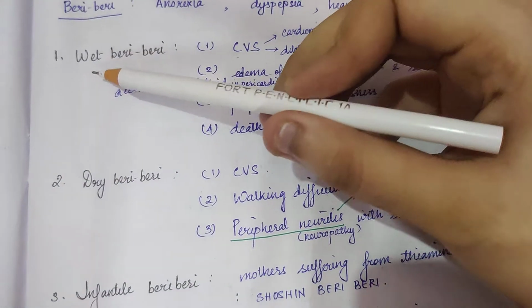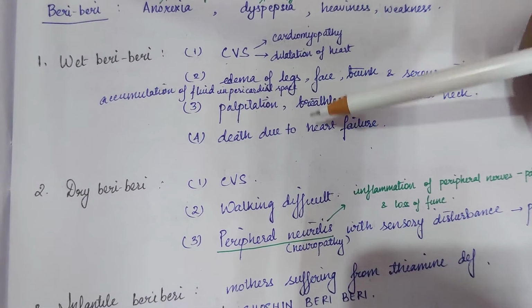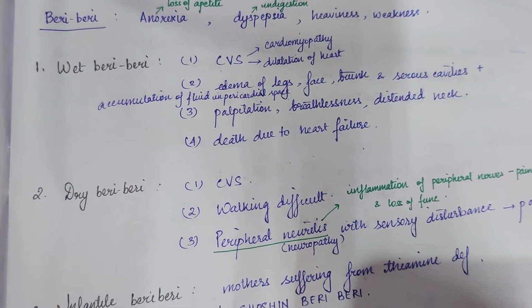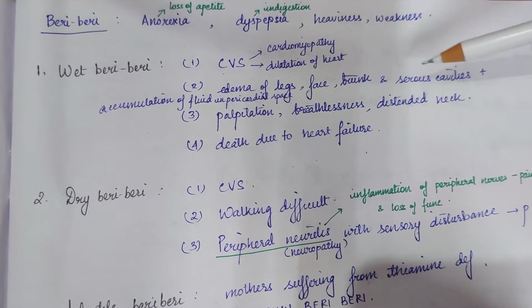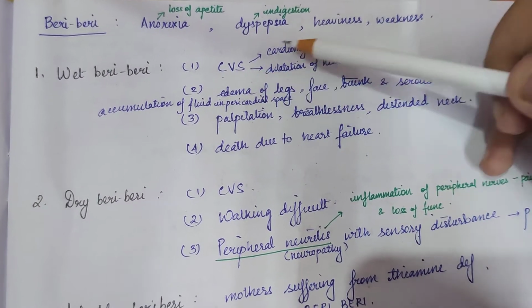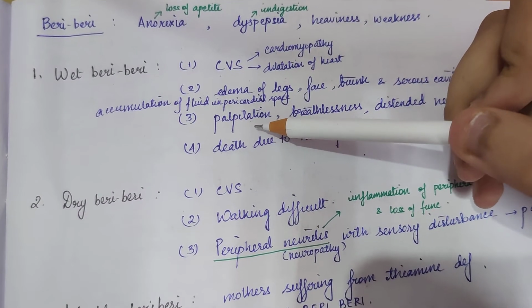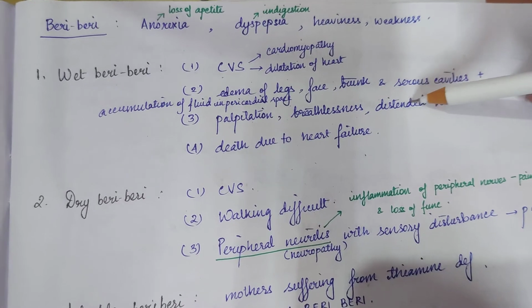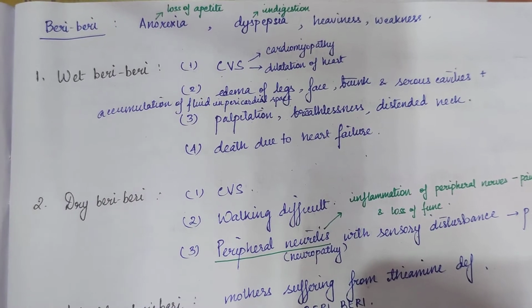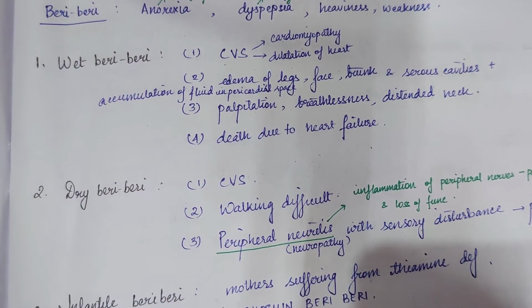Okay, now if we have wet beriberi, obviously there will be fluid accumulation. So we can say that there is fluid accumulation in the pericardial space, or we can say that we have edema in the legs, face, trunk, and serous cavities. All right, now we can have cardiovascular system manifestations, like cardiomyopathy or dilatation of the heart. Therefore we can have palpitation, breathlessness, or distended neck. It can also cause death due to heart failure. So this was wet beriberi.